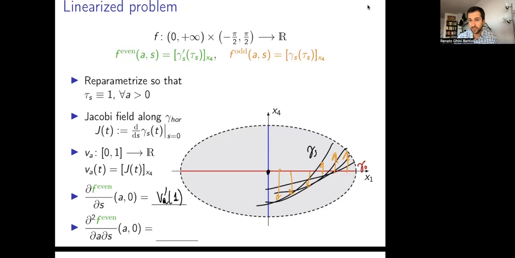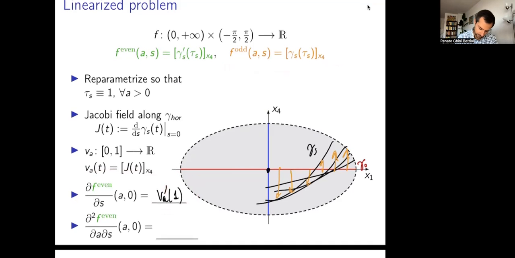VA prime is the derivative. So for the even problem, the linearization is precisely this: the derivative of the endpoint value of this Jacobi field. For the odd problem, it would be VA of 1 without the prime. Similarly, the mixed derivative, dA ds, is the derivative in A of that endpoint value. Again, for the odd problem, you repeat without the derivative; you take this prime out.